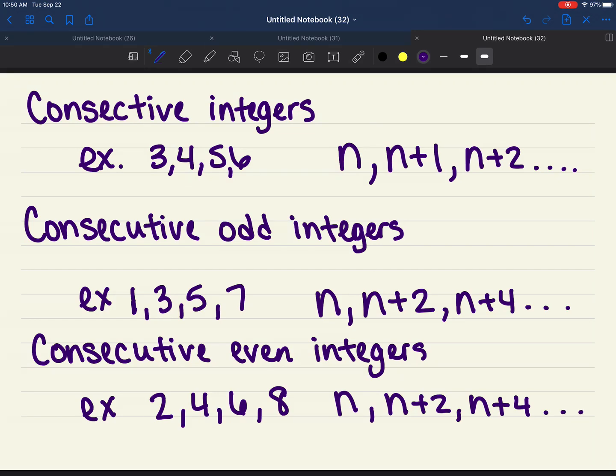They all increase by 2's, right? 2, 4, 6, 8, depending on how many you're finding. If they're not even or odd, then they increase by 1 each time. 1, 2, 3, and so on, okay?